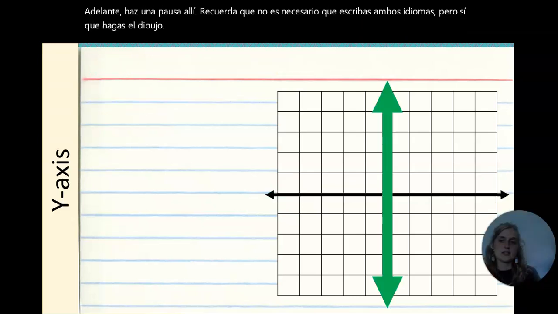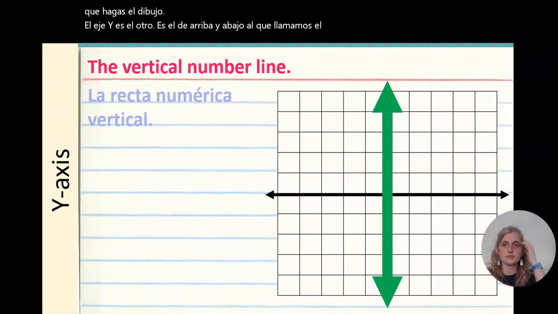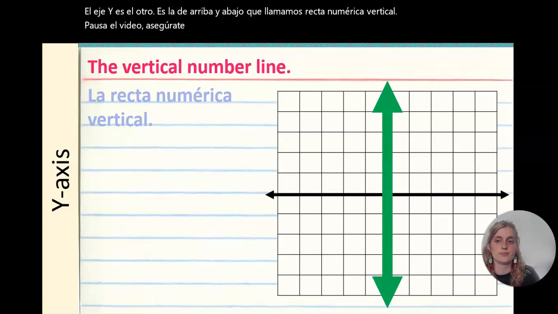The y-axis is the other one. It's the up and down one, which we call the vertical number line. Pause the video. Make sure that you have the drawing and the definition.